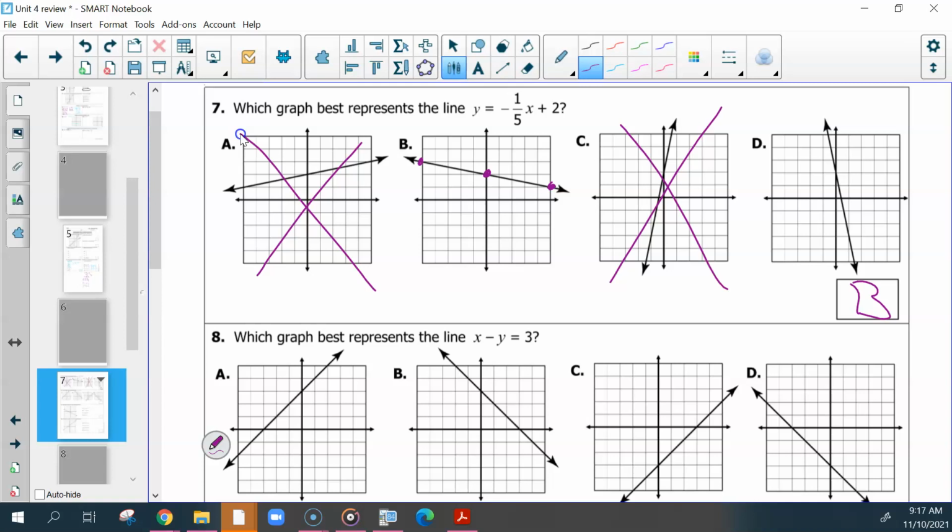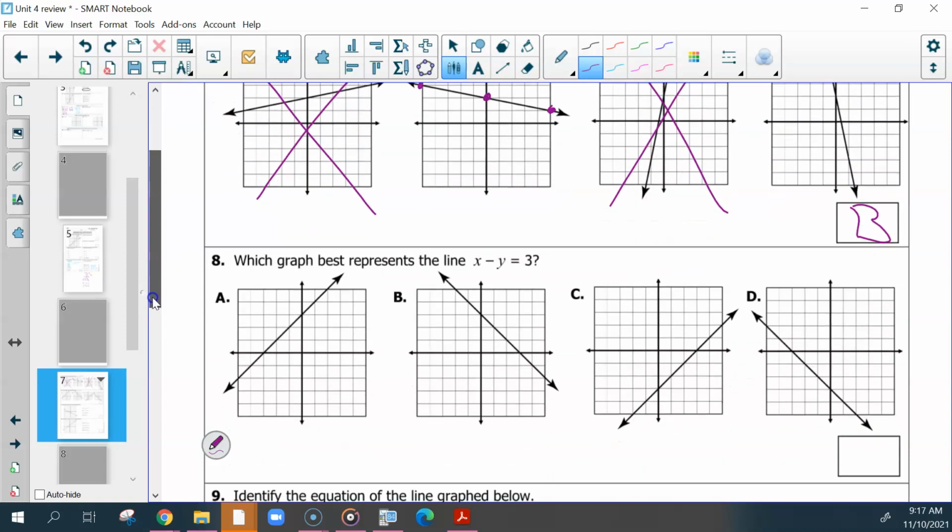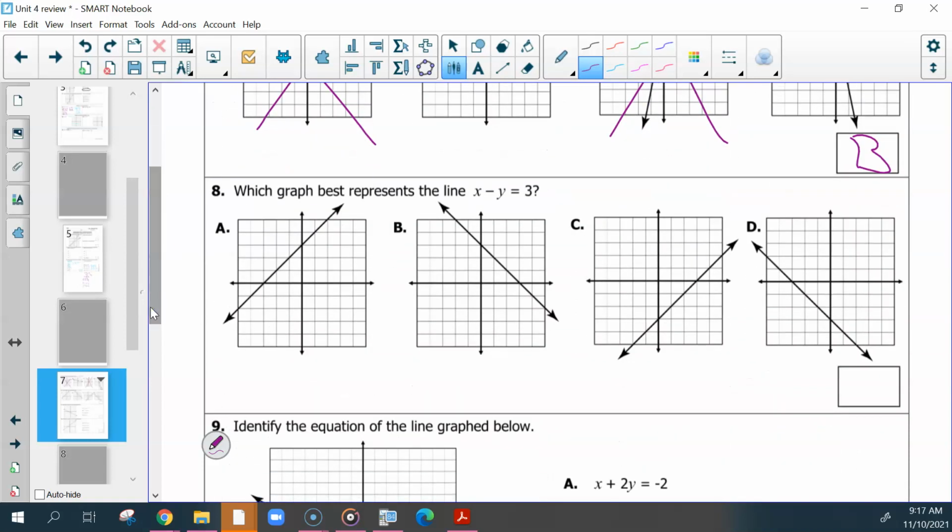For 8, you could convert it and then do the same thing we did in 7, or you could put it in Desmos and see which graph matches. I'm going to convert this one. So we have negative y equals negative x plus 3. Divide everything by a negative 1. So y equals positive x minus 3.